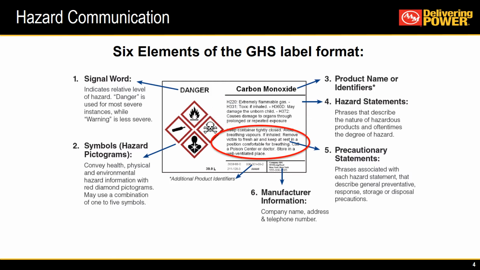Number 5 is precautionary statements. Those are things you want to look at. This one, for example, which is carbon monoxide, says keep the container tightly closed. Avoid breathing vapors. If inhaled, remove victim to fresh air and keep at rest in a position comfortable for breathing. And then call the poison center. And then it says to store in a well-ventilated area. So these are the statements that you really want to pay attention to. And finally, we have the manufacturer information and some specific product identification.